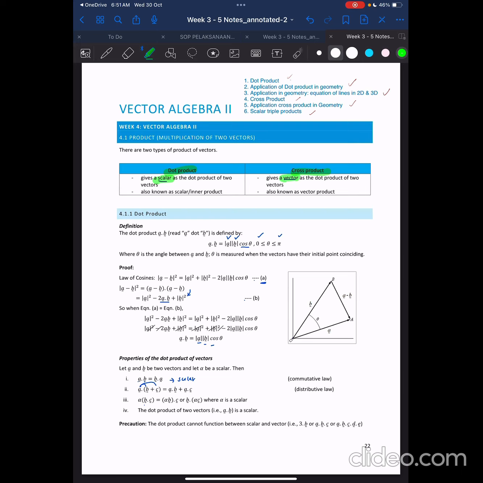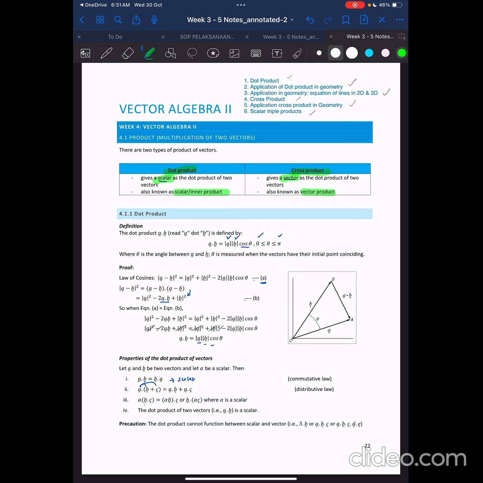However, the cross product will produce a vector, which has magnitude and direction. Okay, so this is called a vector product, whereas the dot product we will call the scalar product. So let's look at the dot product first.